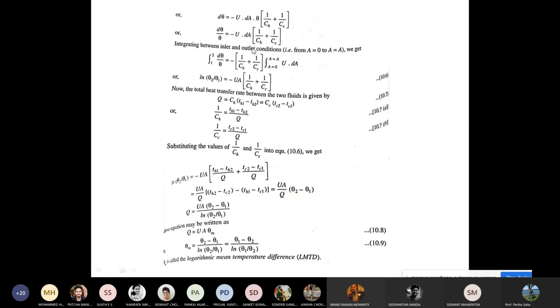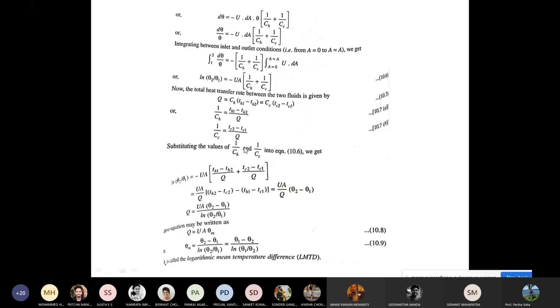We can rearrange this term and then integrate between 1 and 2, that is inlet and outlet, and the area is A. So finally it becomes ln (theta 2 by theta 1) equals minus UA (1 by Ch plus 1 by Cc). Now the total heat transfer between the two fluids is given by q equals Ch (Th1 minus Th2) equals Cc (Tc2 minus Tc1). So 1 by Ch is given by (Th1 minus Th2) by q, and similarly 1 by Cc is given by (Tc2 minus Tc1) by q.